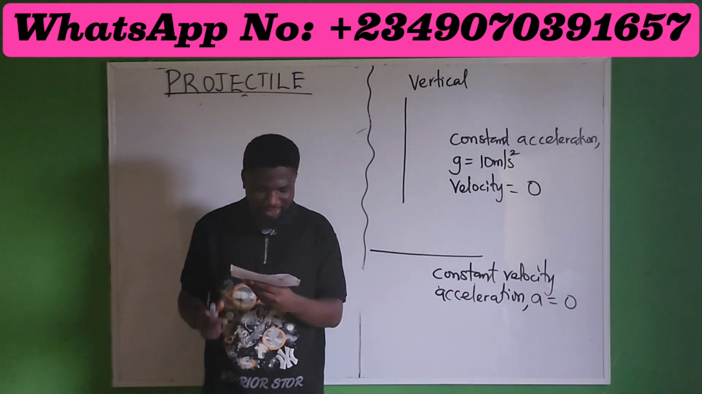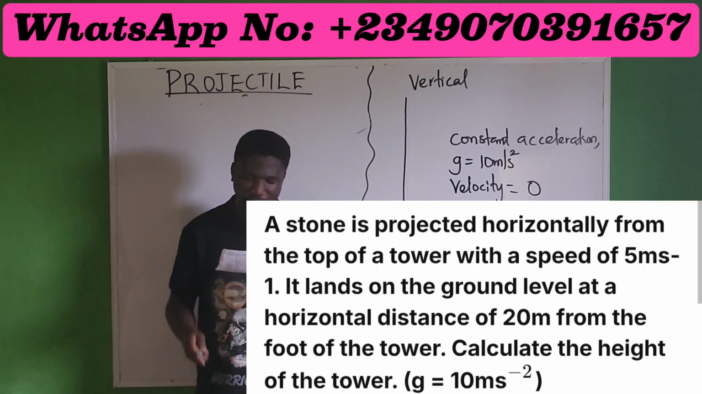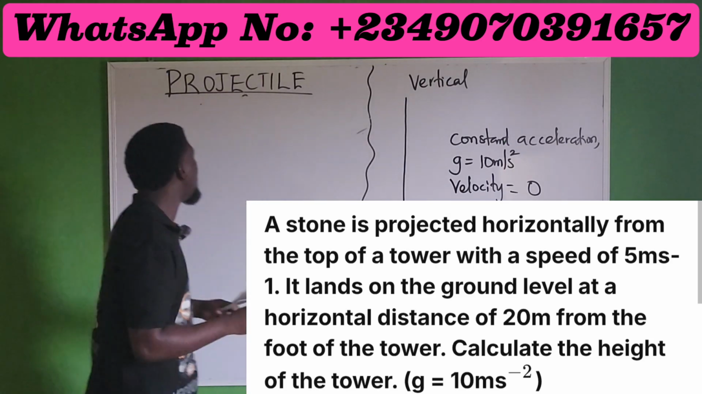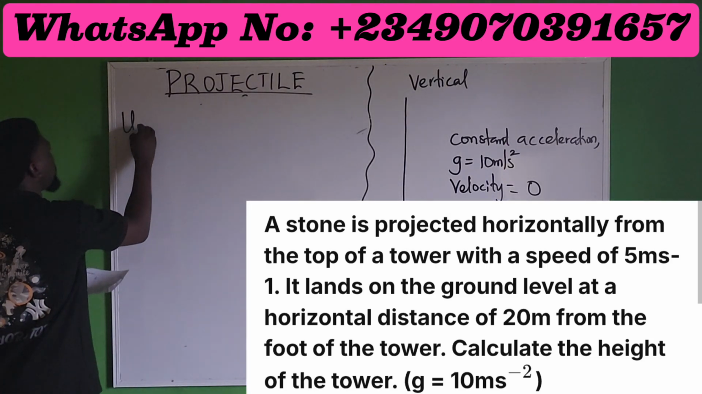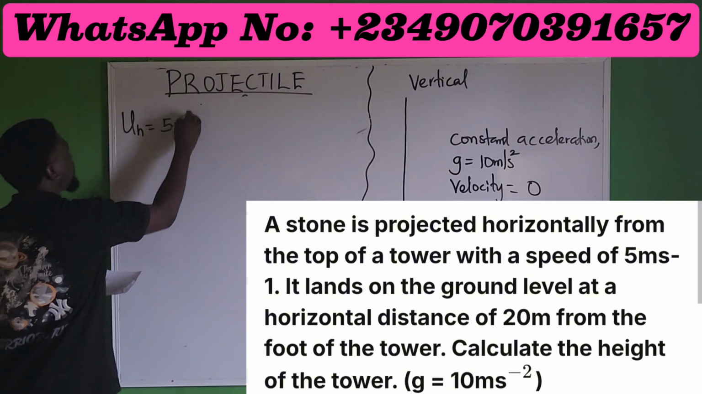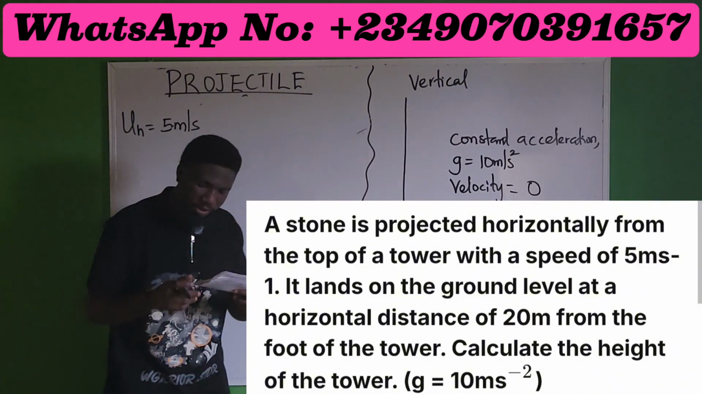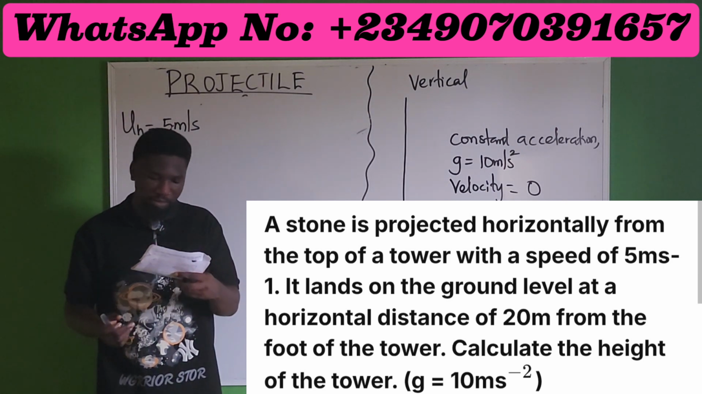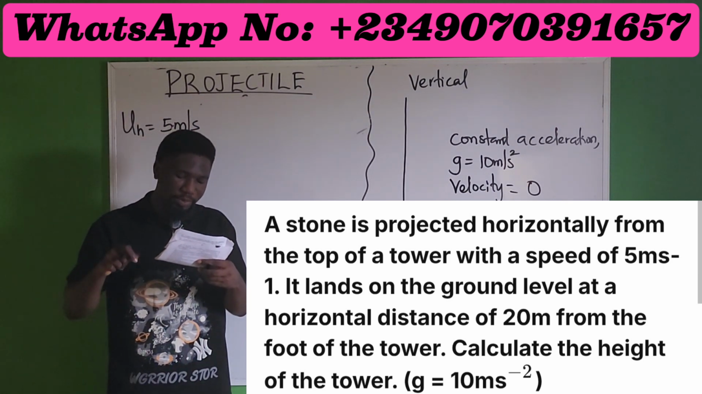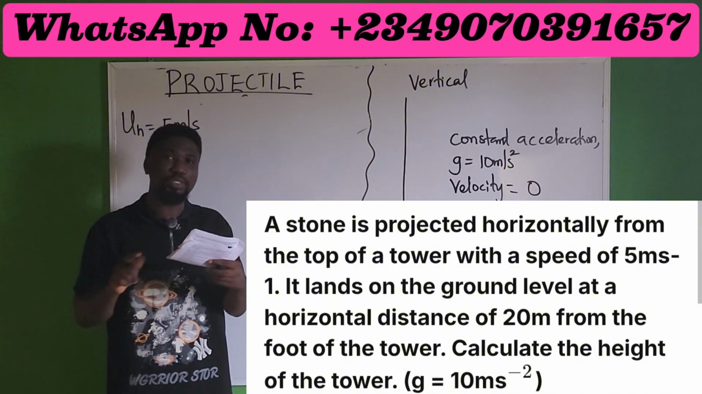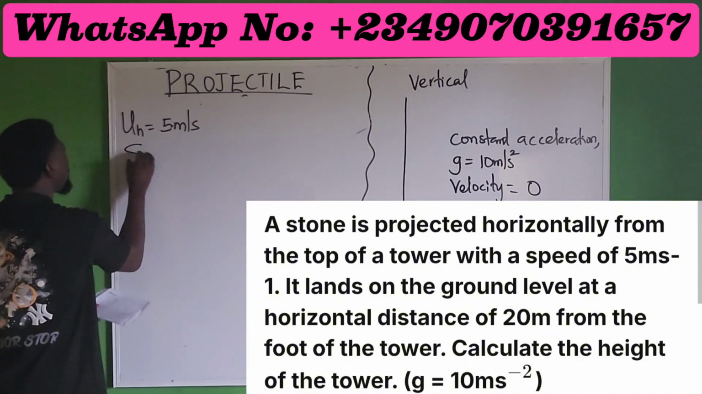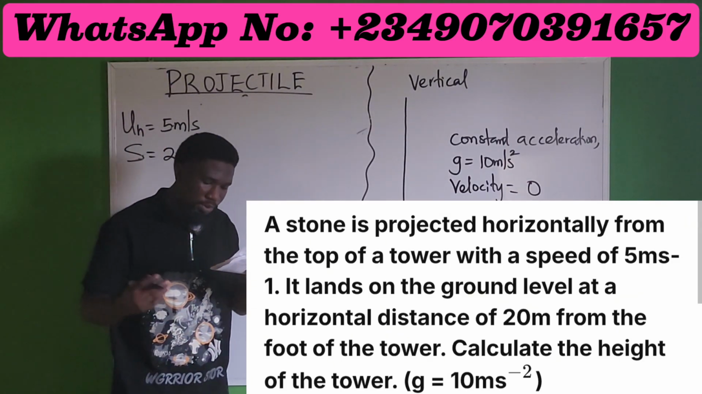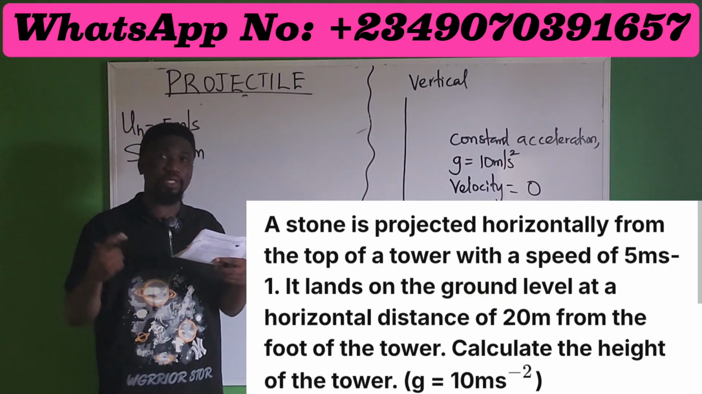And the last question, it says, a stone is projected from the top of a tower with a speed of 5 meters per second. So that is for the horizontal, which is 5 meters per second, the initial velocity. You should know by now that speed and velocity, they are used interchangeably. It lands on the ground level at a horizontal distance of 20 meters. That is s. S is 20 meters from the foot of the tower. Calculate the height of the tower.